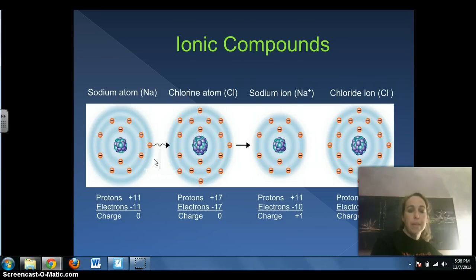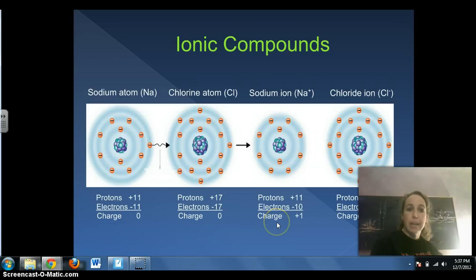So in order to make them stable, remember, which is the goal of a compound, is to make the atom stable, sodium is going to lose an electron and give it to chlorine. So you can see here, represented by this arrow, that sodium is donating its electron to chlorine. So now sodium only has 10 electrons, still has 11 protons, nothing happened to the protons. So its overall charge is +1.